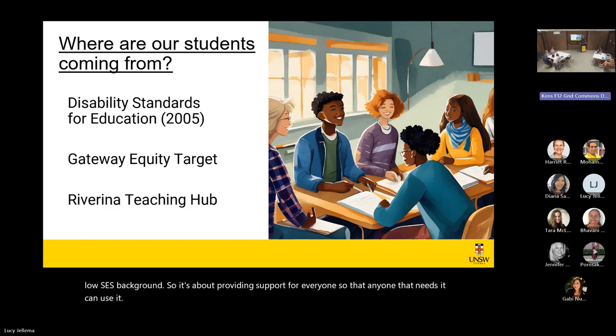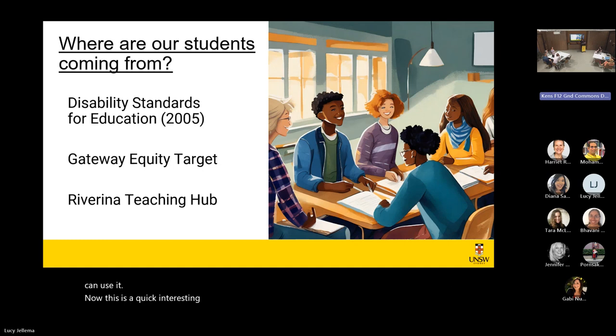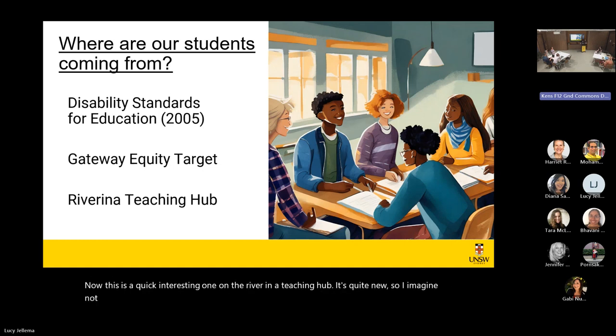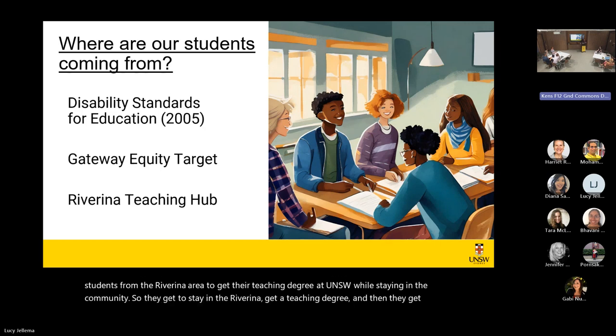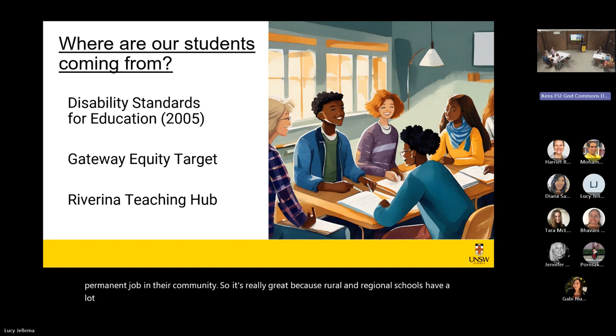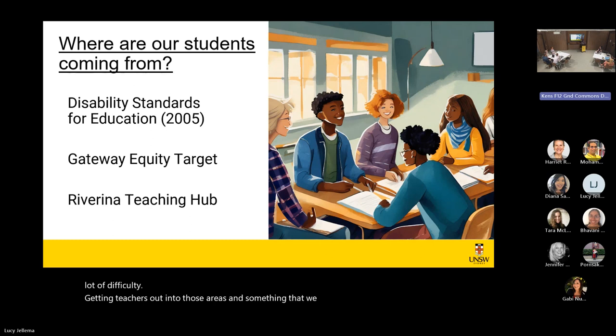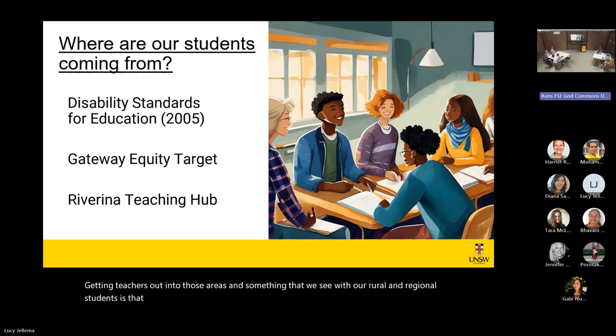Now, this is a quick, interesting one. The Rotarina Teaching Hub is quite new, so I imagine not many people have heard about it, and I will send a link to the website. Basically, this allows students from the Rotarina area to get their teaching degree at UNSW while staying in the community. They get a teaching degree, and then they get a permanent job in their community. It's really great because rural and regional schools have a lot of difficulty getting teachers out into those areas. And something that we see with our rural and regional students is that they can find it quite hard moving to Sydney. If you've come from a rural area, coming to Sydney, your community's left behind, it's a whole new world.